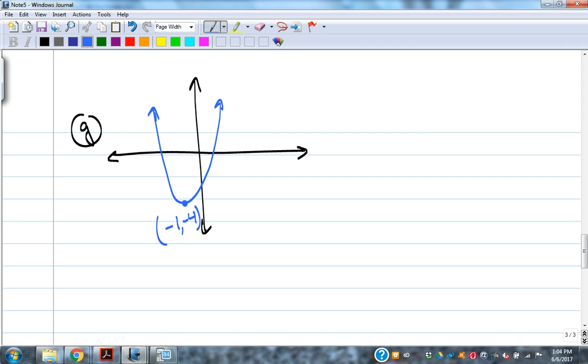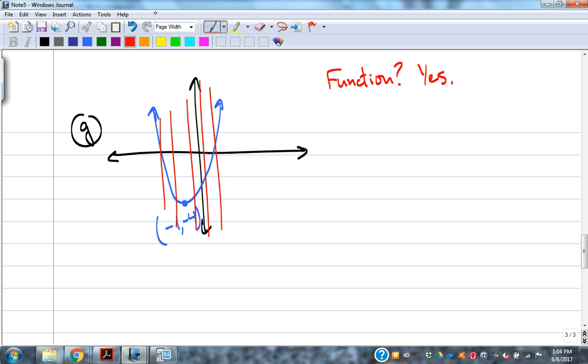The first question I have is, is that a function? Yes, that is correct. It passes the vertical line test. Anywhere I put a vertical line, it passes. So it is a function. Now let's talk about the domain. Domain, remember, is the x direction. X is domain. So we're going left and right.